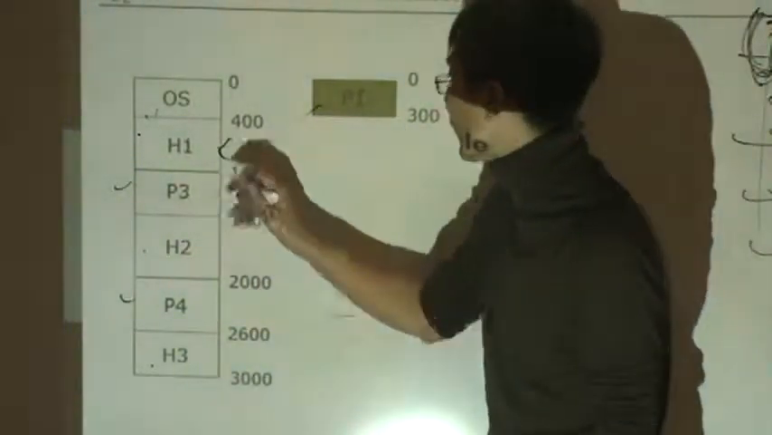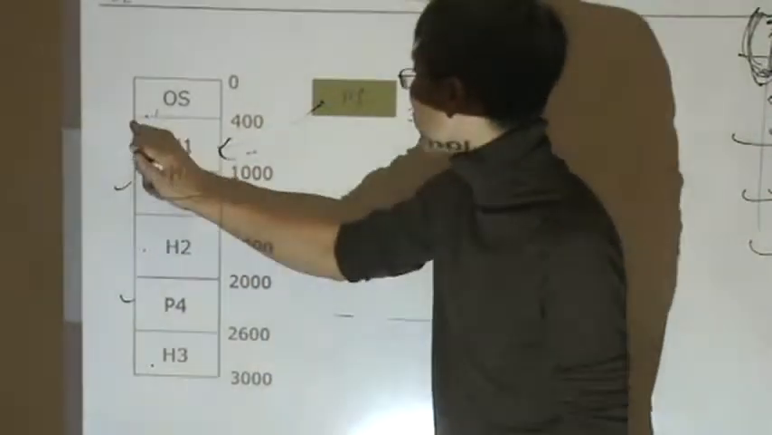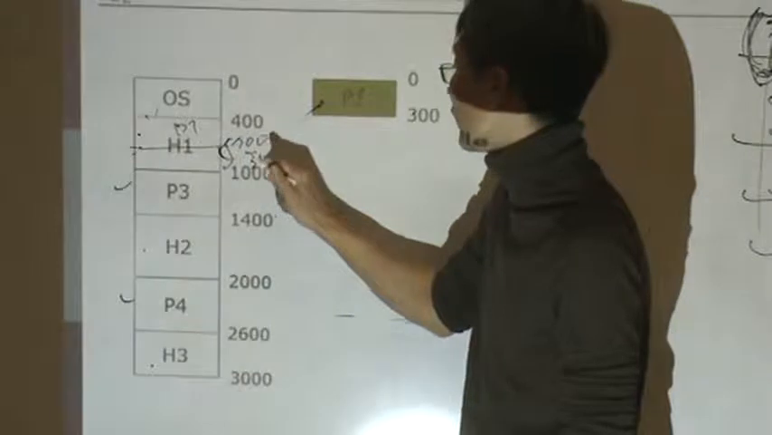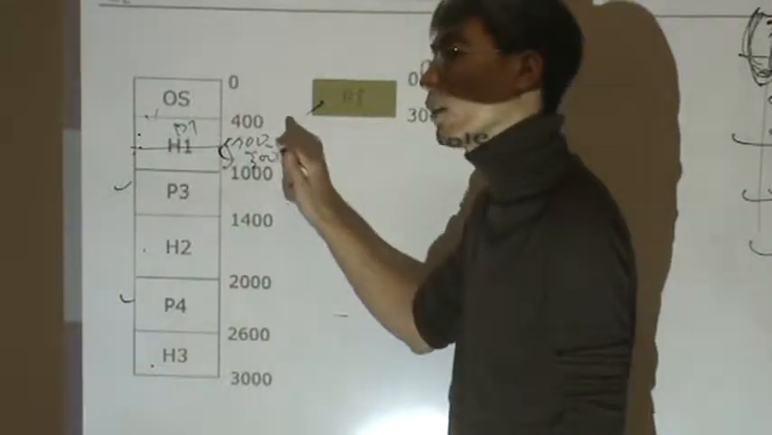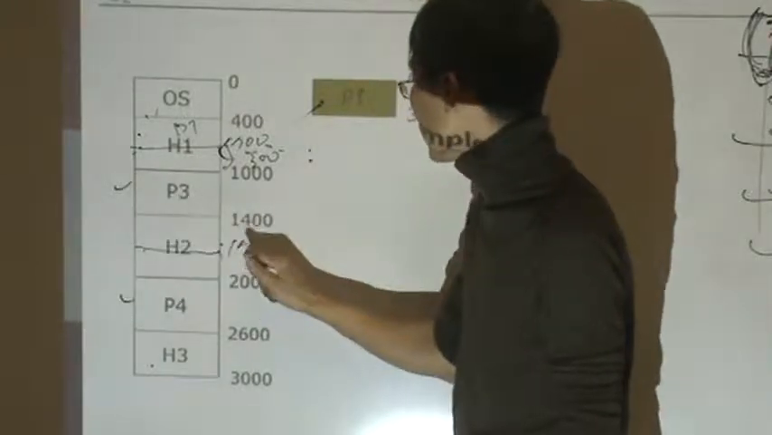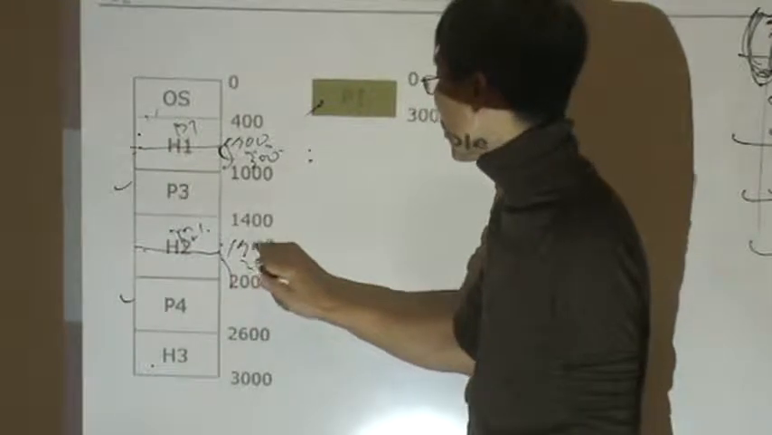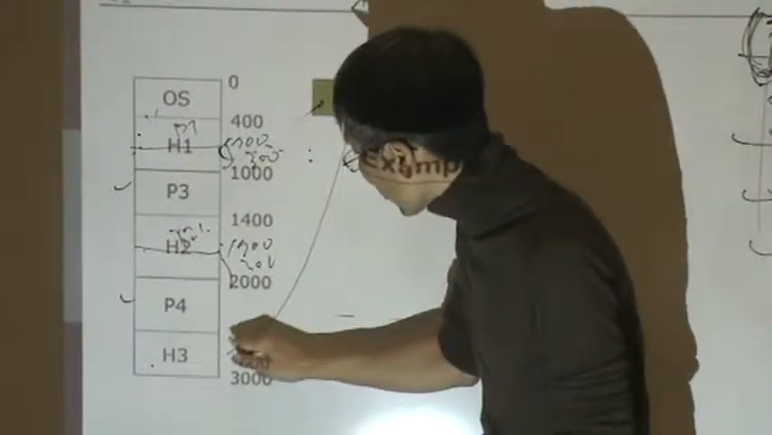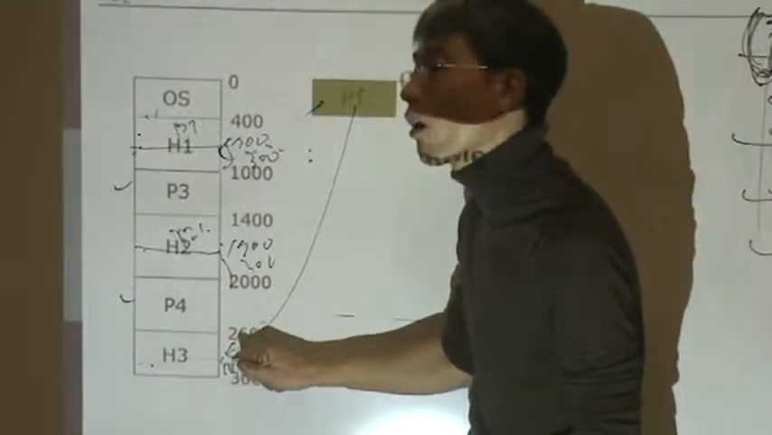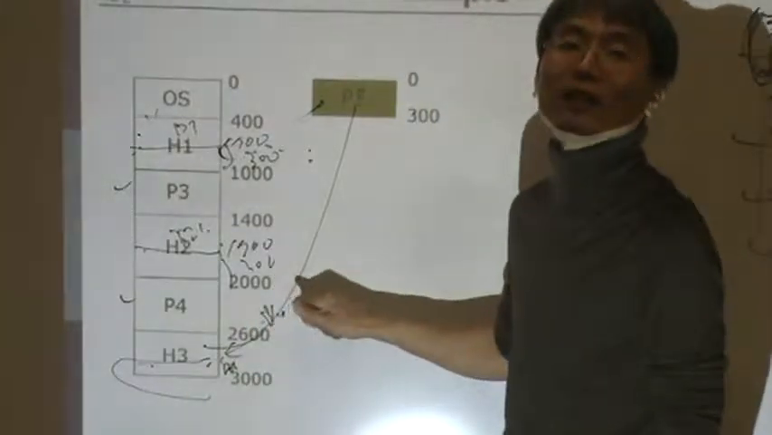Best fit means, if we allocate here, P1 needs 300, so there will be a 300 available partition left. Here is the same thing, it's a 300 P1, with 300 available. However, if we allocate this one, there is only 100 available space left. So this one is called best fit.